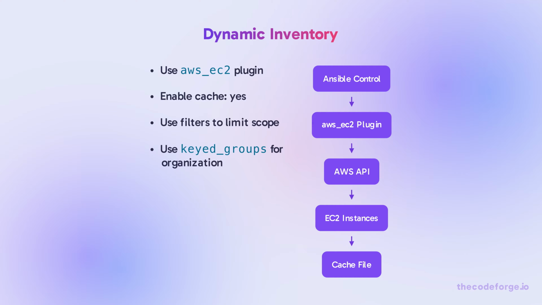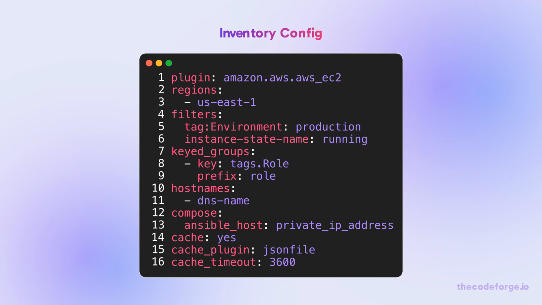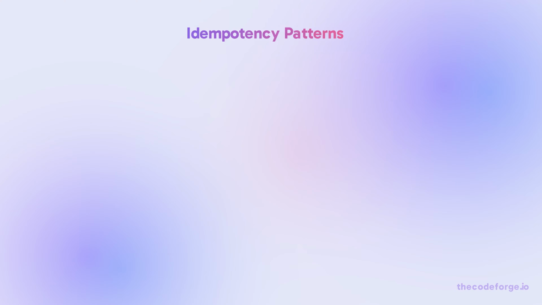The AWS EC2 inventory plugin dynamically builds inventory from elastic compute cloud instances. Enable caching to avoid API rate limits. Use filters to limit to specific environments and keyed groups to organize instances by role or region. This configuration pulls only running instances with the environment equals production tag. It creates groups based on the role tag and caches the inventory for an hour.